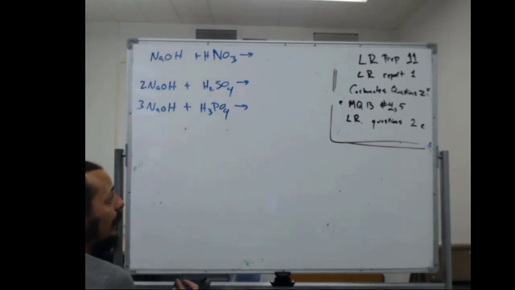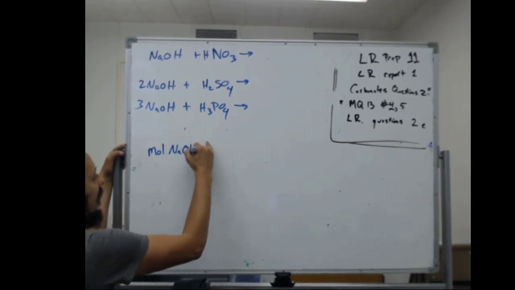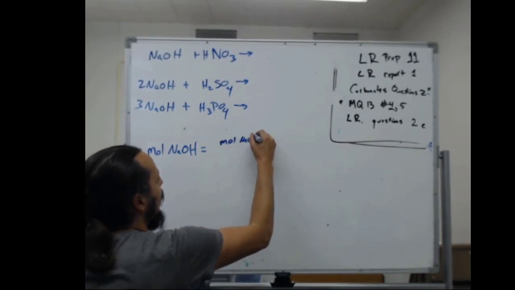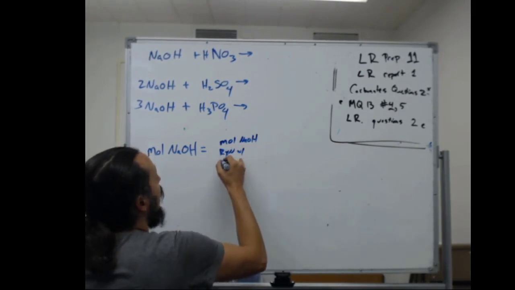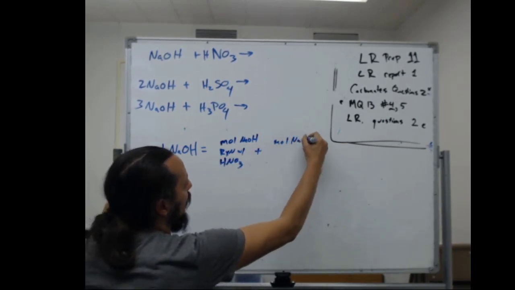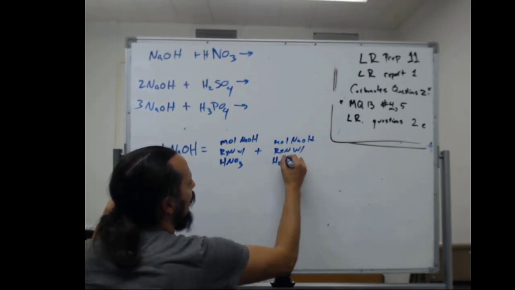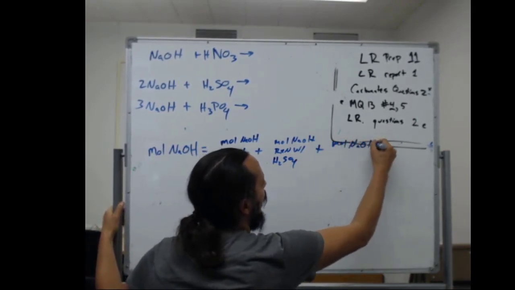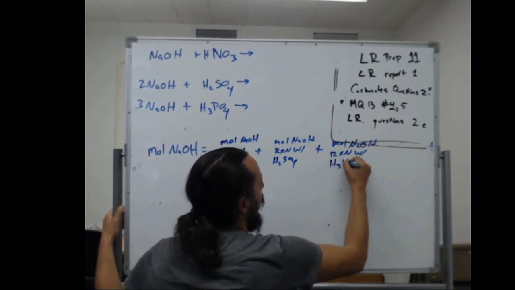And then, much in the same way we just did carbonates question 2, I can say my moles of sodium hydroxide, because that's what we're trying to figure out, is going to be moles NaOH reacting with HNO3 plus moles NaOH reacting with H2SO4 plus moles NaOH reacting with H3PO4.